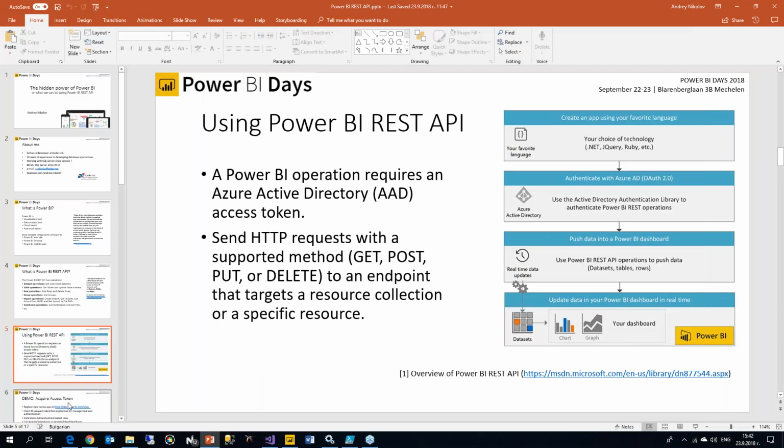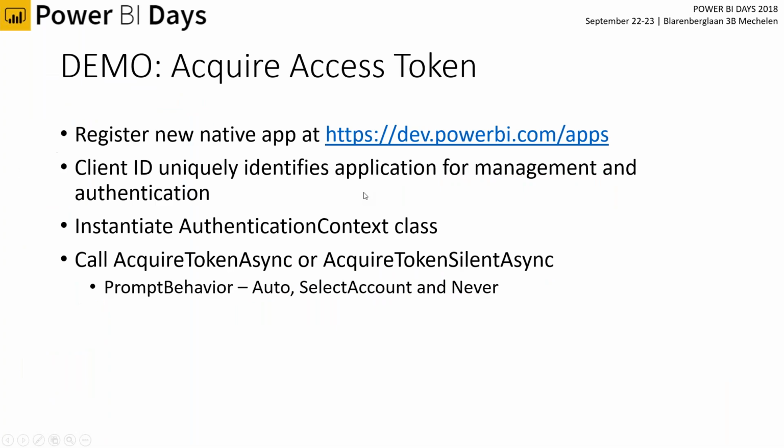Okay, let's continue with our slides. We saw in our demo how we can acquire access tokens for authenticating against Azure Active Directory. We can do this by calling the AcquireTokenAsync or AcquireTokenSilentAsync methods. We saw the different behavior that we can get with these methods.